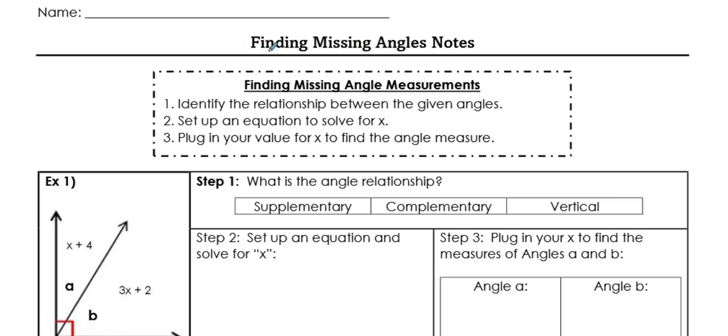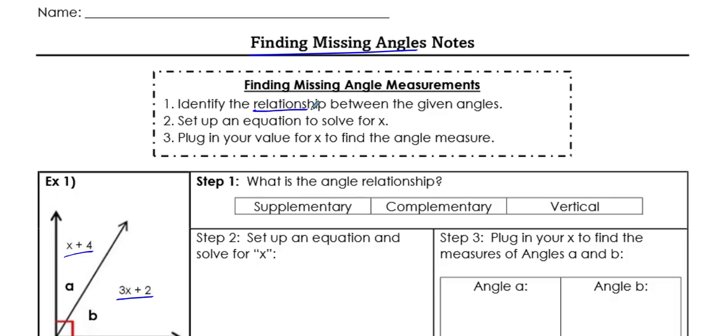How to find missing angles when we're given an expression for an angle rather than just a number. So we're going to be given expressions like you see here in example 1. We're told that angle A is that expression, angle B is that expression, and we need to figure out what is the value of x.